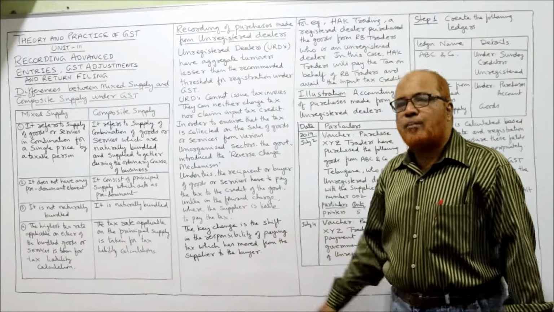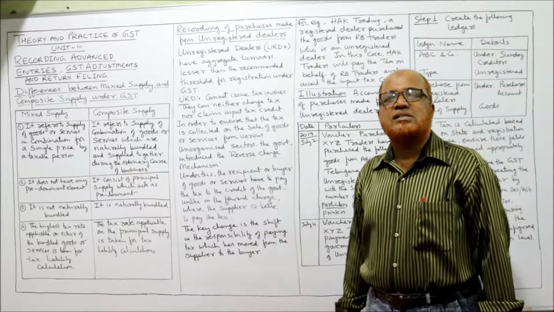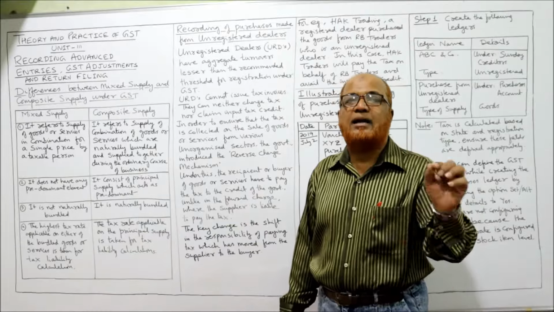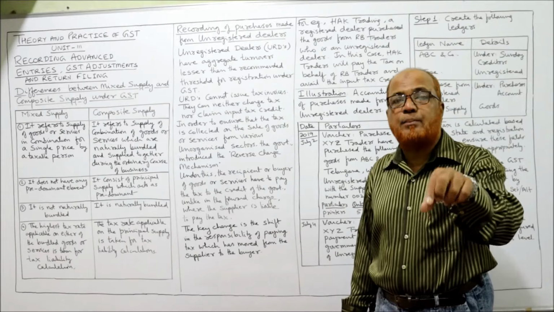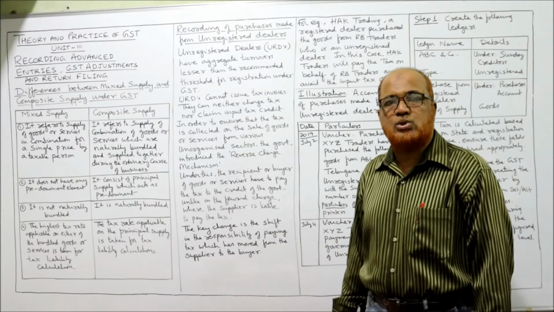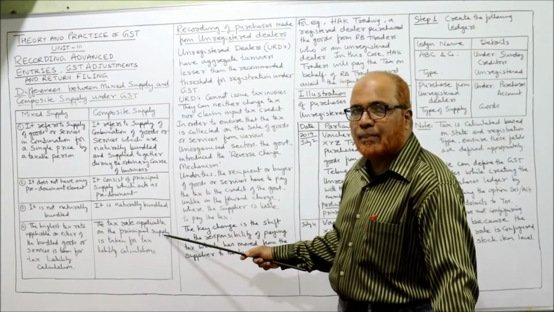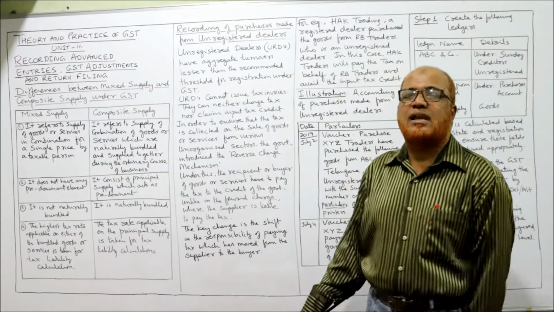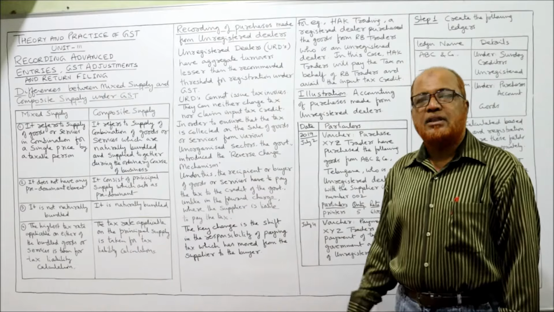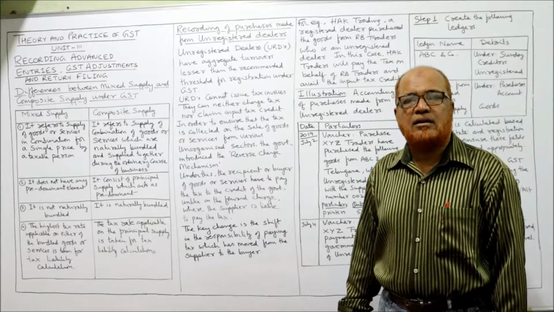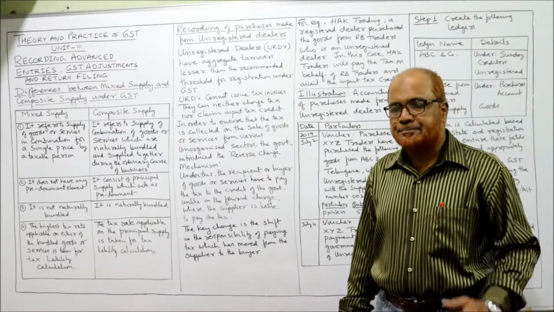But in case of composite supply, we see what rate is applied on the principal item in the combined goods and services, the principal goods, not the secondary goods. The tax rate applicable on the principal supply is taken for tax liability calculation. These are the differences between mixed supply and composite supply.